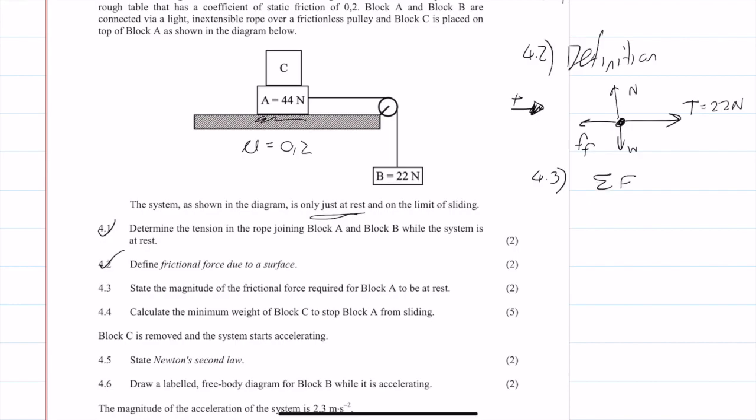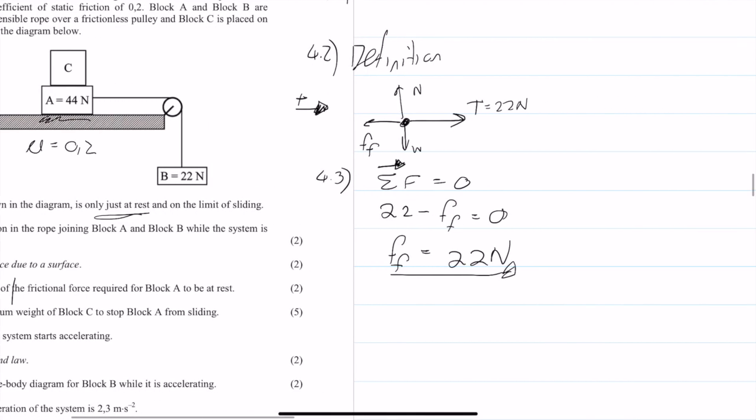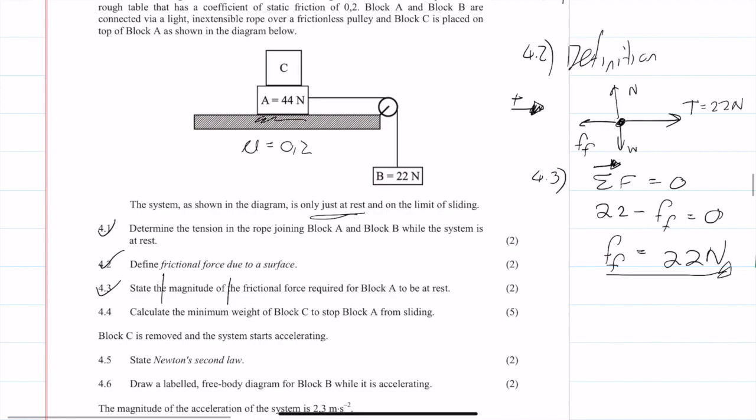If I take the sum of the forces, it must be equal to 0 because it's stationary, and I'm looking at the right being positive. 22 minus the force friction must be equal to 0, so the force friction is equal to 22 newtons. We only care about the magnitude, so we don't care about the direction, but if we did care about the direction, it would be left. Okay, cool stuff.